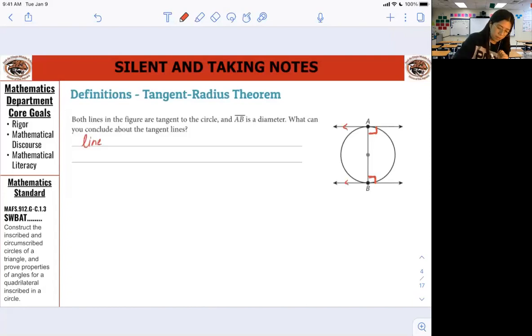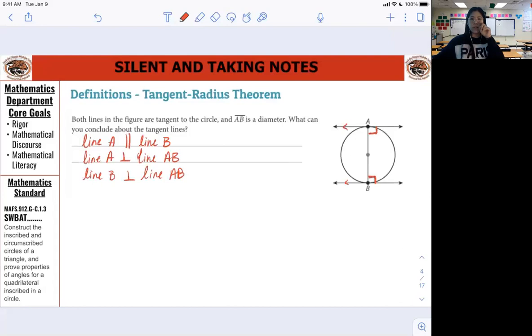So line A is parallel to line B, and line A is perpendicular to line AB, and line B is perpendicular to line AB. So if the tangents are passing through the diameter, they will be parallel to each other. Any questions on that?